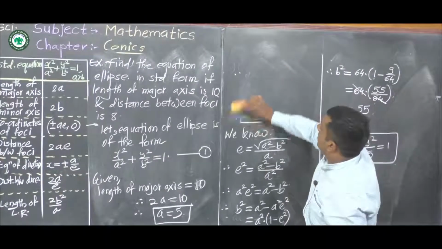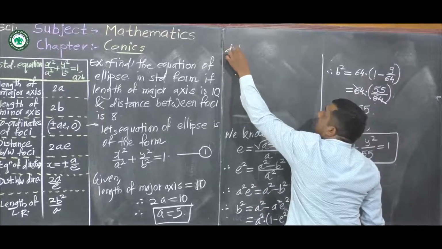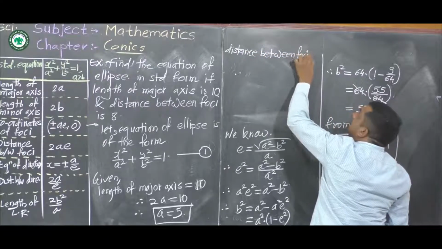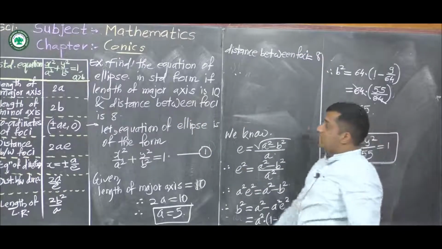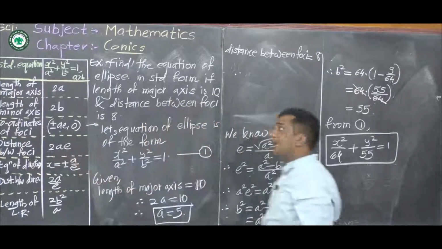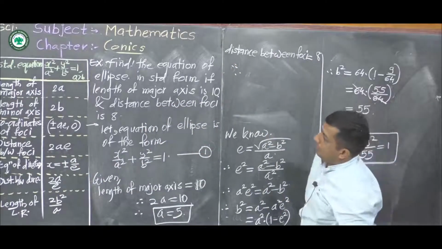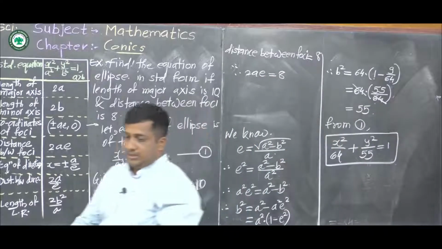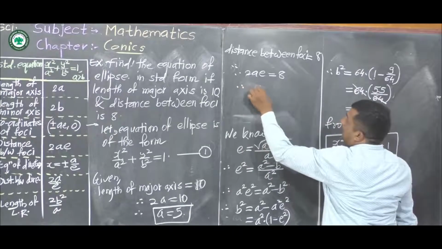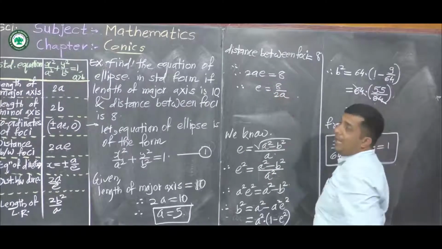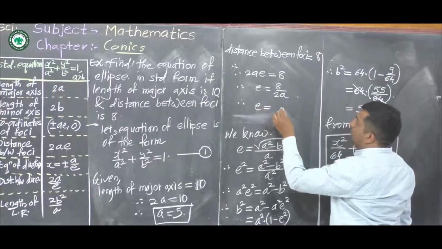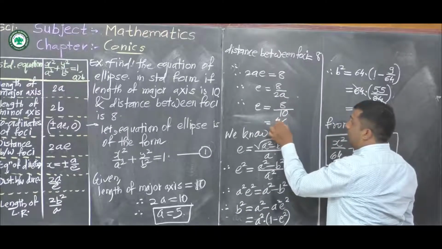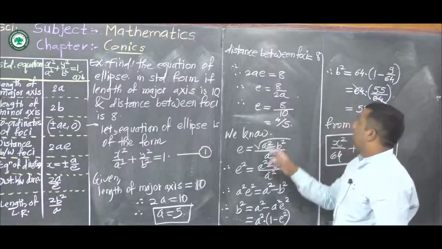Now also given is the distance between the foci. The distance between the foci is equal to 8. We know the distance between the foci is twice AE. Therefore, twice AE is equal to 8. Therefore E is equal to 8 by 2A, which is 8 by 2 into 5. Here is 10, and this is equal to 4 by 5.